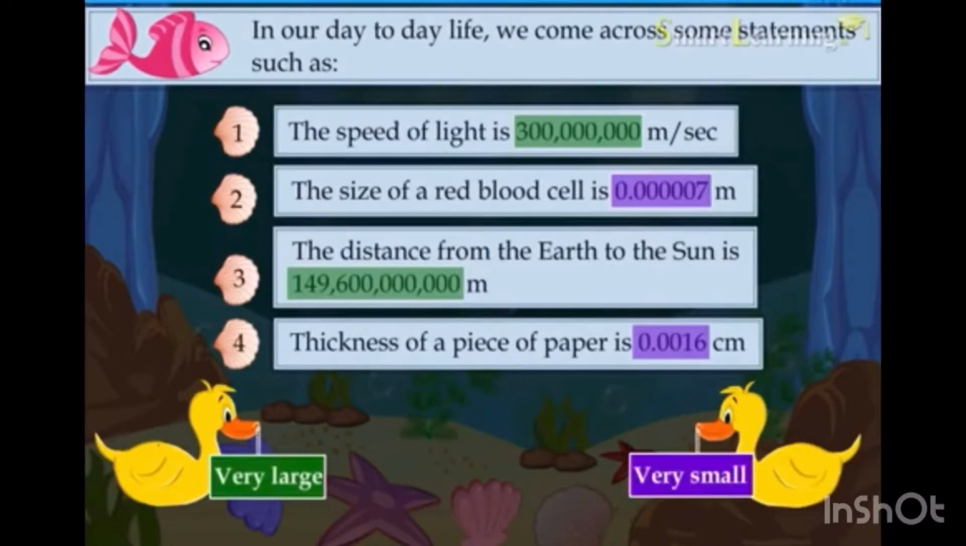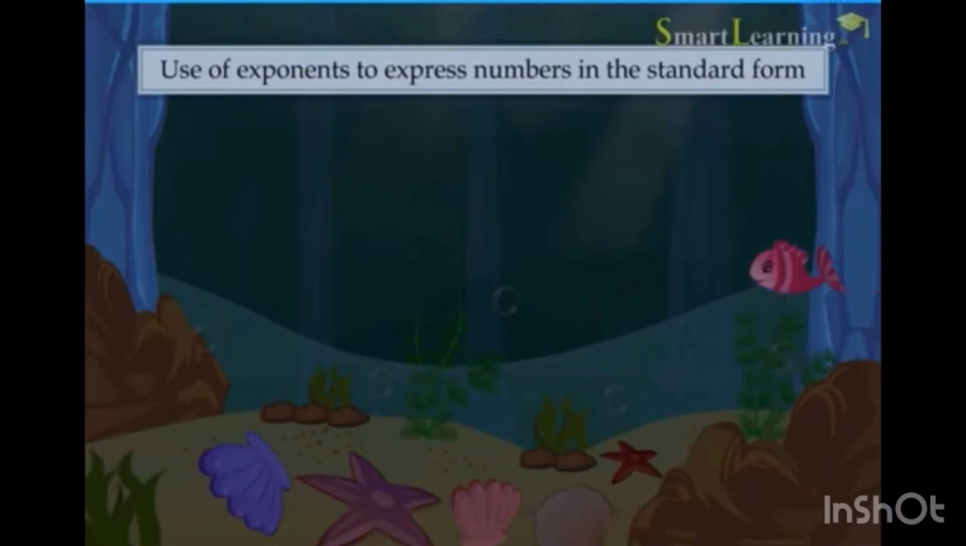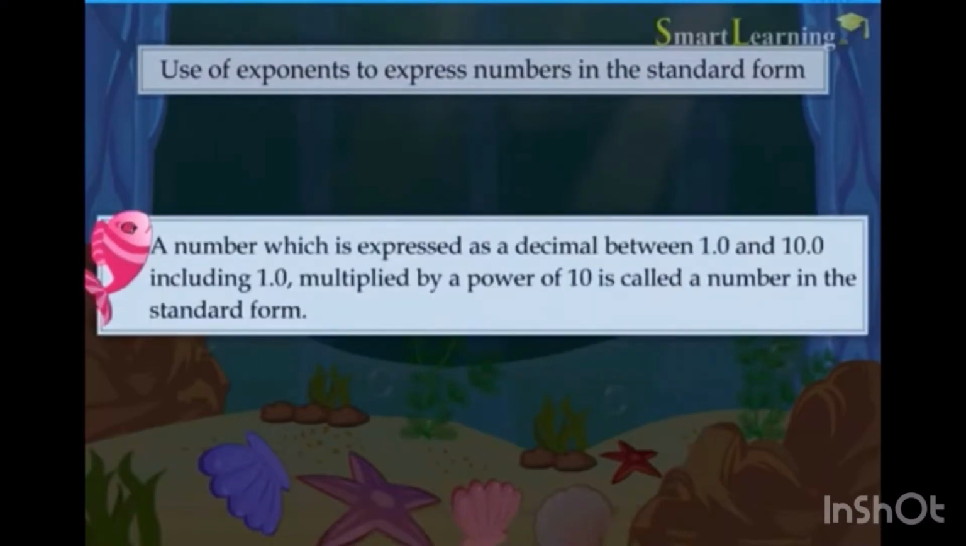In such cases, we can make use of exponents to express them by writing them in the standard form. We know that a number which is expressed as a decimal between 1.0 and 10.0, including 1.0, multiplied by a power of 10, is called a number in the standard form.